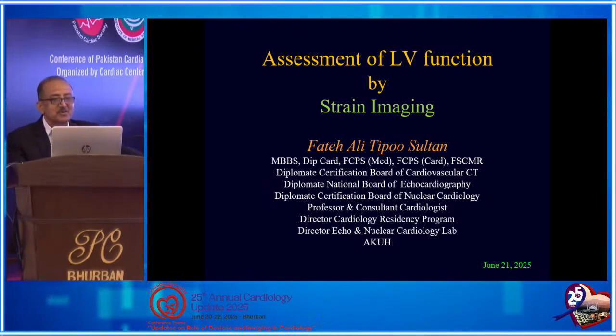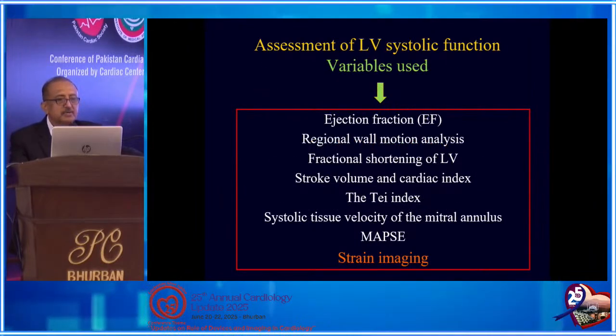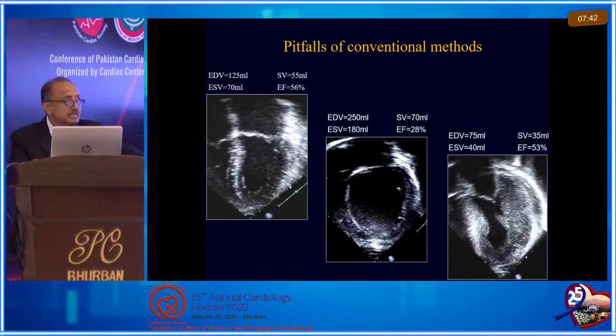So the topic of my talk is assessment of LV function by strain imaging. There are different variables which we use for the assessment of LV function. I'm not going to discuss all of these, but there are pitfalls of conventional methods. Conventional echo methods are indirect measures of systolic myocardial performance, and ventricular geometry can affect the analysis from conventional methods. So these are the pitfalls.